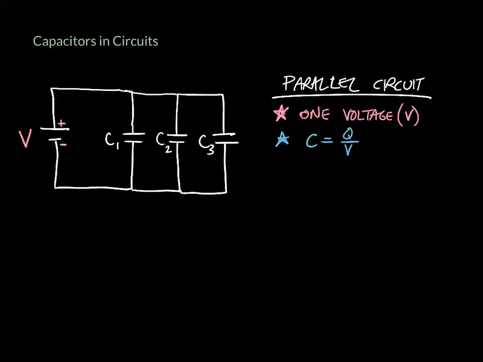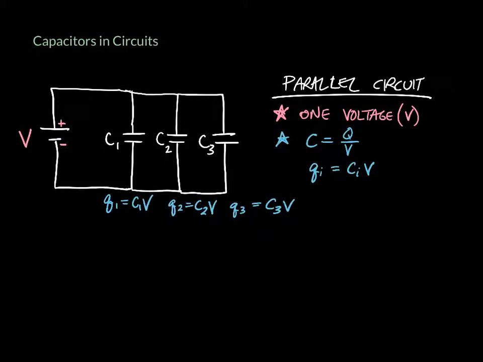And what that means is that any particular amount of charge, which we could call Q sub i, would be equal to the capacitance at that location times the voltage. So at C1, charge 1 is going to be capacitance 1 times voltage, since there's only one voltage. The charge on capacitor 2 will be its capacitance times that one voltage, and the charge on capacitor 3 will be its capacitance times that voltage.